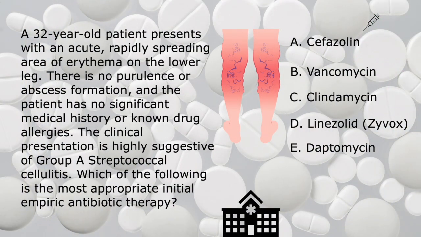Now we have a 32-year-old patient who presents with an acute, rapidly spreading area of erythema on the floor. There is no purulence or abscess formation, and the patient has no significant medical history or known drug allergies. The clinical presentation is highly suggestive of group A streptococcal cellulitis. Which of the following is the most appropriate initial empiric antibiotic therapy? What do you guys think?